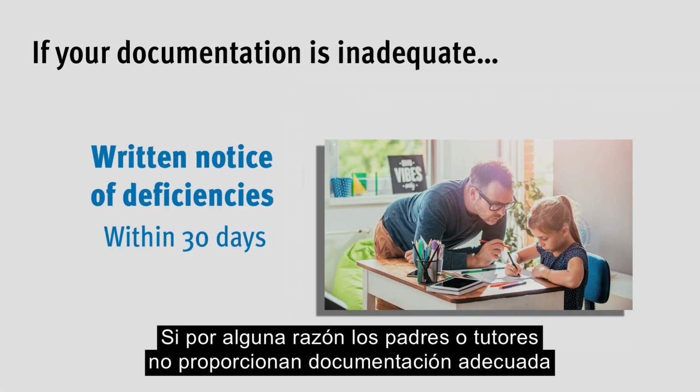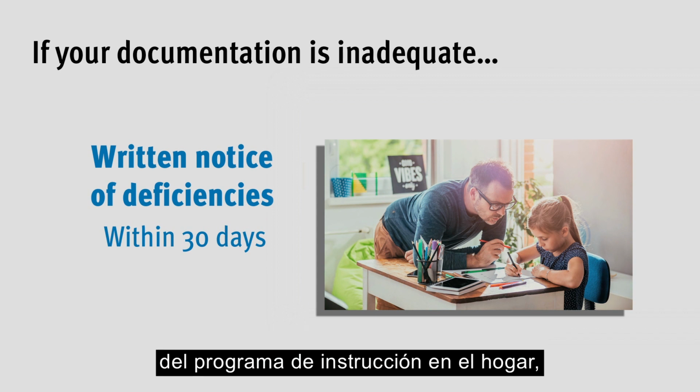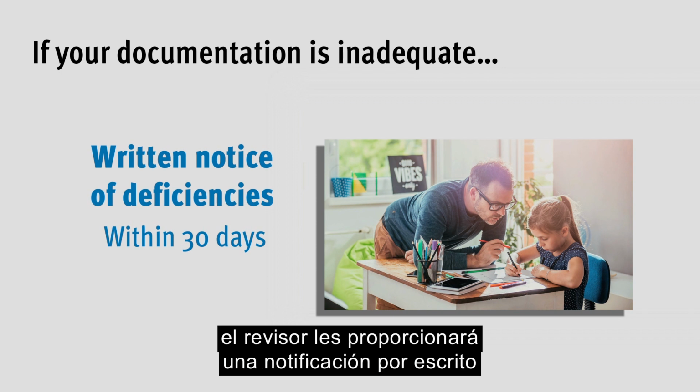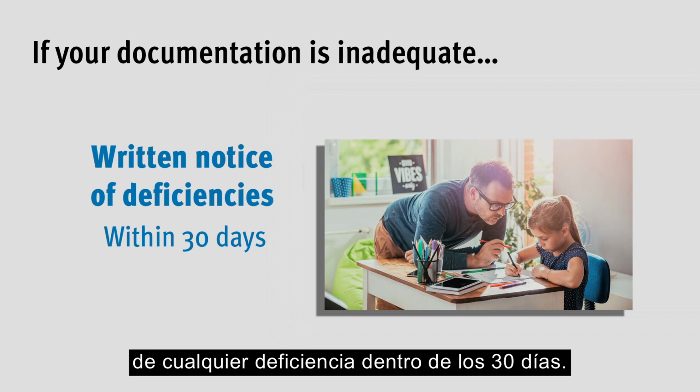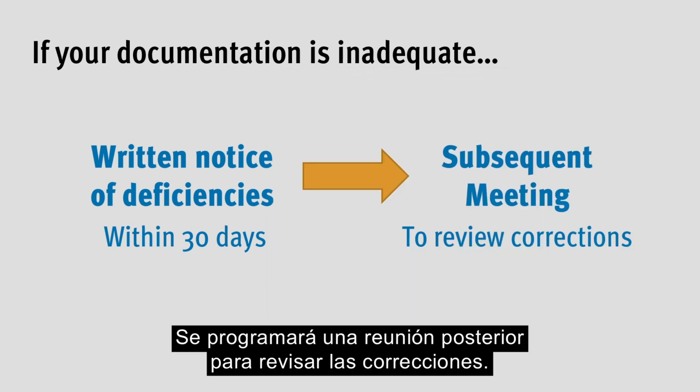If for some reason a parent or guardian does not provide adequate documentation of the home instruction program, the reviewer will provide the parent with written notice of any deficiencies within 30 days. A subsequent meeting will be scheduled to review any corrections.